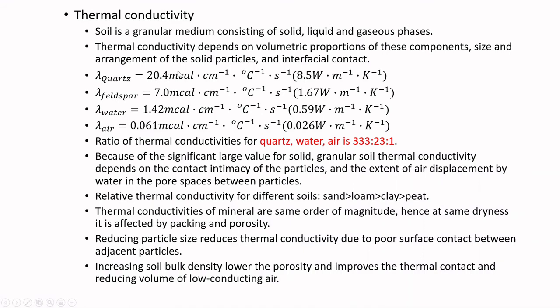We have around 20.4 calorie per centimeter per degree Celsius per second. You can also convert it into watt per meter per Kelvin, around 8.5. So you can look at this, it's different. The highest one goes to quartz and the lowest one goes to the air. The ratio of thermal conductivity for quartz, water, and air: if we put that into the ratio, we get 333 for quartz, water you got 23, and air as 1.